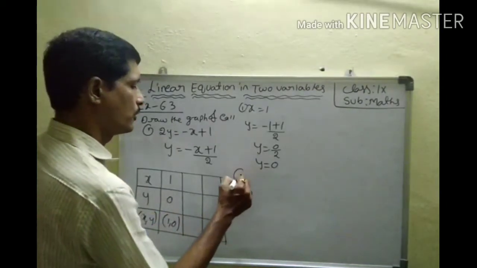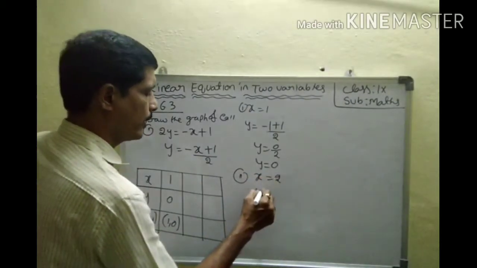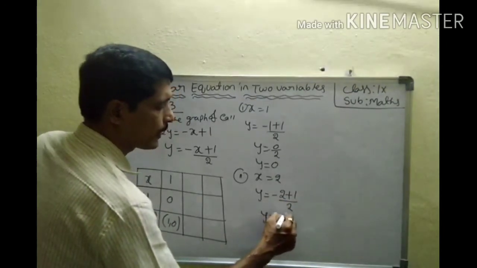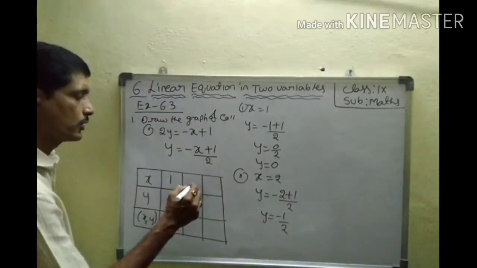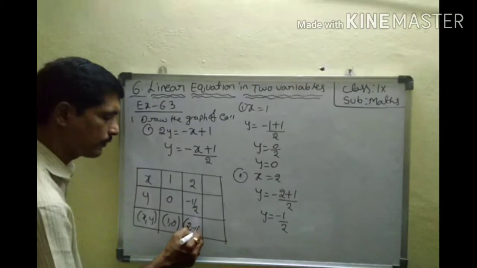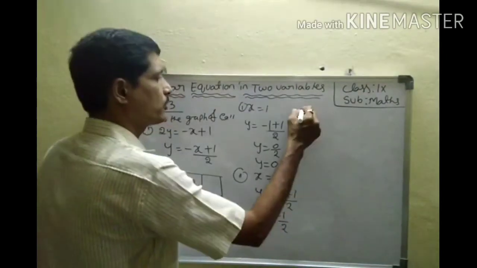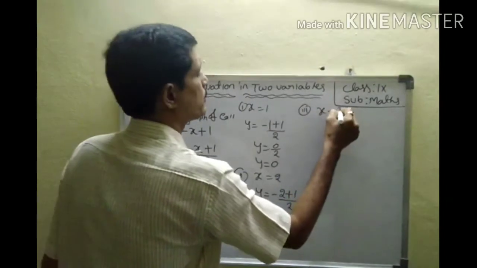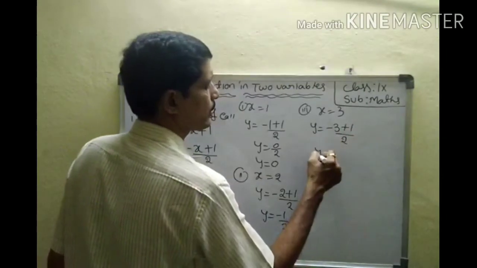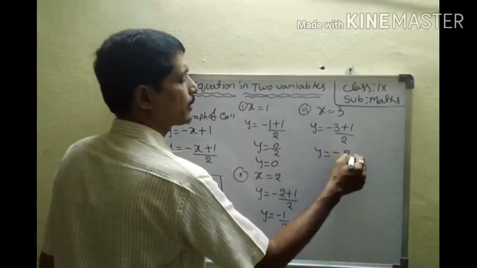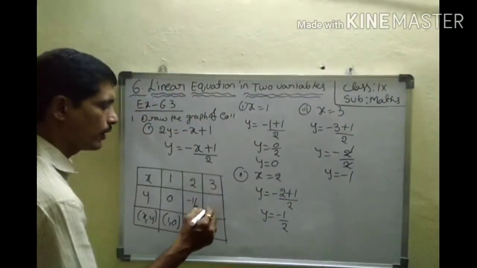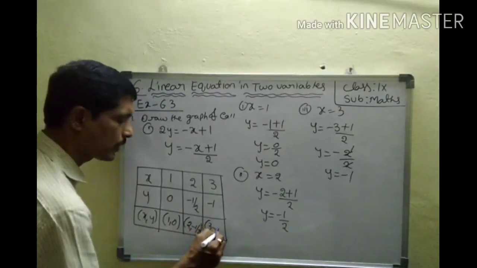Next substitute x equal to 2. Therefore y equal to minus 2 plus 1 by 2. Therefore y equal to minus 1 by 2. The y value is minus 1 by 2. That is 2 comma minus 1 by 2. Next substitute x equal to 3. Therefore y equal to minus 3 plus 1 by 2. Therefore y equal to minus 2 by 2, 2 ones, therefore y equal to minus 1. The y value is minus 1. Therefore the point is 3 comma minus 1.